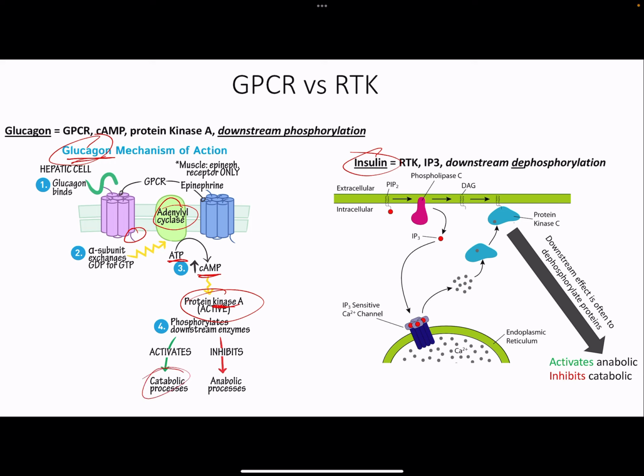So certain enzymes are going to be activated with the phosphate. Those are going to be the catabolic proteins. Certain enzymes are going to be turned off when they're phosphorylated. Those will be the anabolic proteins. Insulin is a receptor tyrosine kinase, not shown.